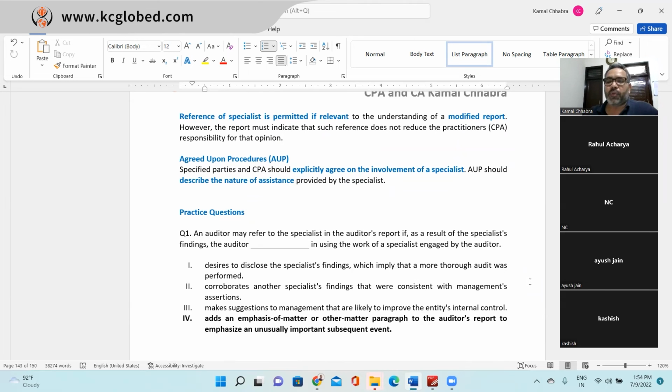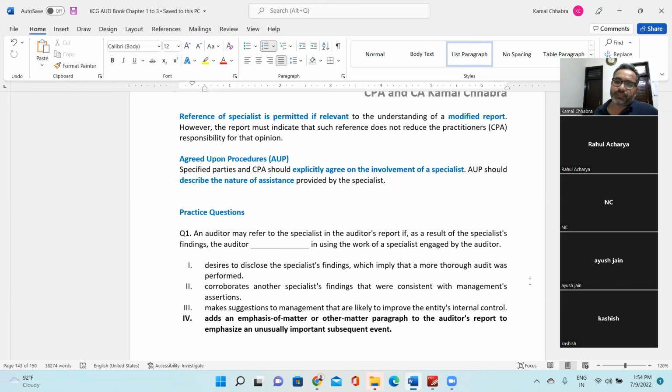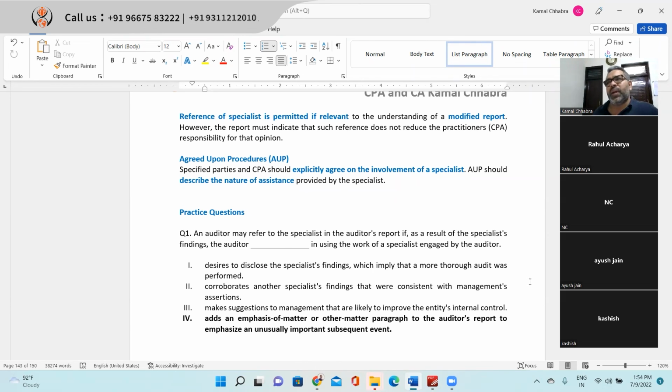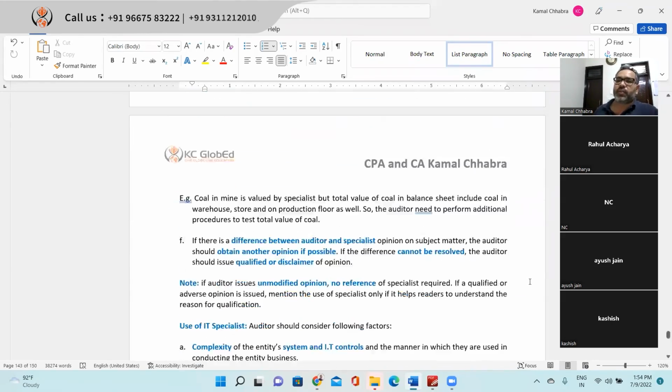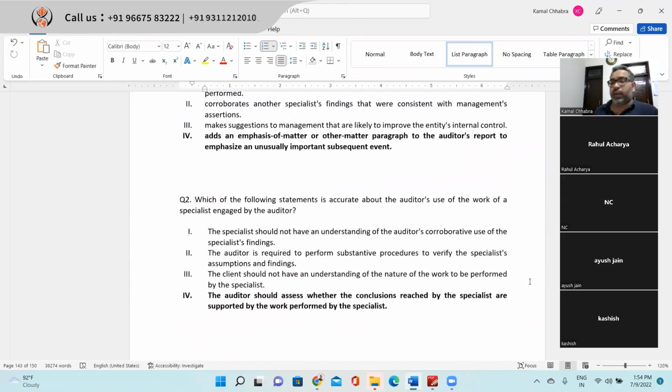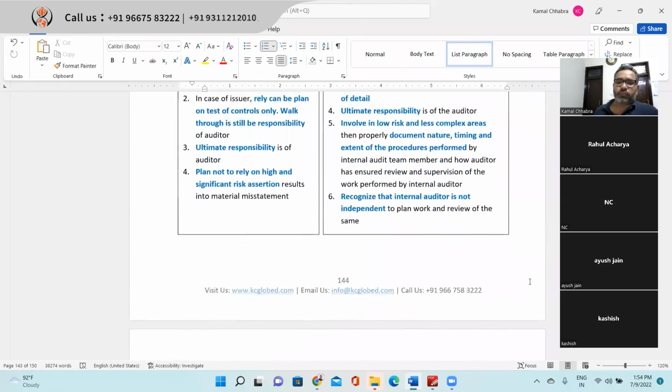Last one is agreed-upon procedures. Agreed-upon procedures are generally agreed between a specific party and the CPA. They are explicitly agreed, like the CPA will be performing this procedure, and in those explicit procedures, they are saying you will involve a specialist, an IT specialist, tax specialist, or actuarial. Then you will be involving the specialist, and describing the nature of assistance you have taken from the specialist in your report. Make sense? So this is all about using the work of others, in which we have discussed group audit and we have discussed specialists. Internal audit we'll be discussing tomorrow.